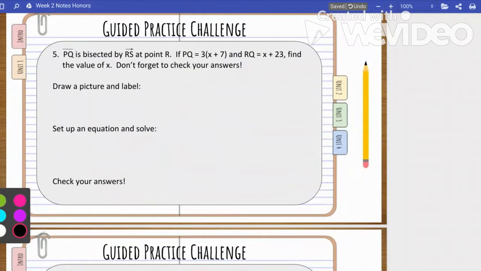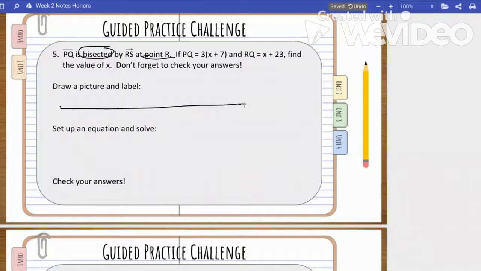Let's try a challenge problem. Line segment PQ is bisected by ray RS at point R. So bisected means we have a midpoint. Our midpoint's going to be R. So we're going to draw a line segment PQ. It's being bisected at point R. So here's R. R is my midpoint. So we got our hash marks.